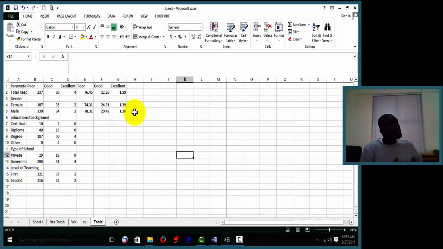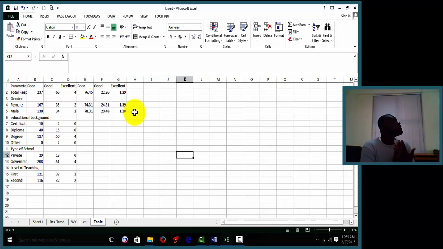If you take the females, how many of them presented with excellent attitude? How many with good attitude? How many with poor attitude? So if we know that, then now we can compare, because we know the number of males that are there. So among them, what is the percentage of them that presented with good attitude?